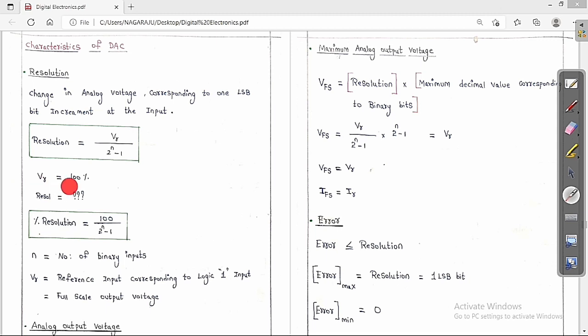Suppose I take VR equal to 100%, then what is the resolution? I want to find the resolution in percentage. So just do the division of these two things. Resolution by VR is equal to this. Let me assume this is x. So x by 100 is nothing but x equal to resolution by VR into 100. If you solve this, we get the percentage of resolution equal to 100 by 2 to the power of n minus 1. So this is the resolution formula. The percentage of resolution is equal to 100 by 2 to the power of n minus 1.